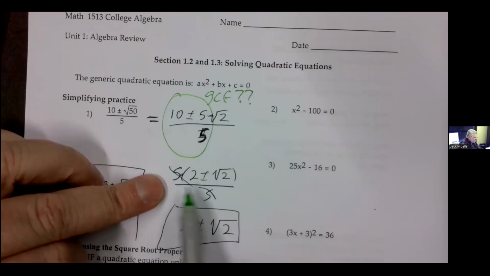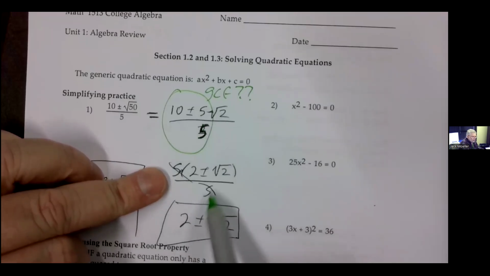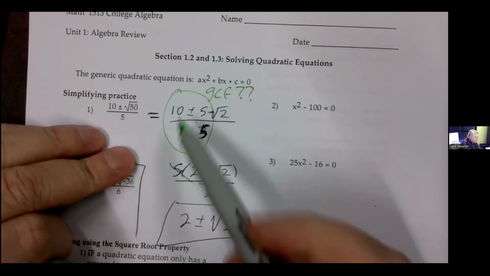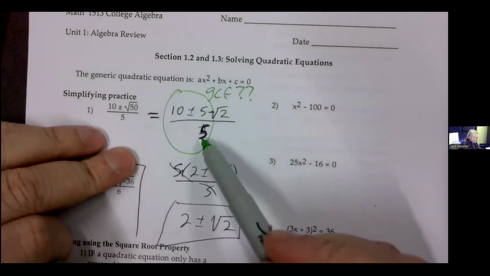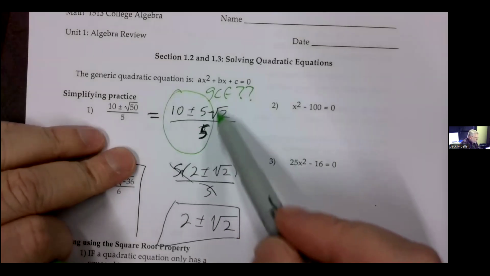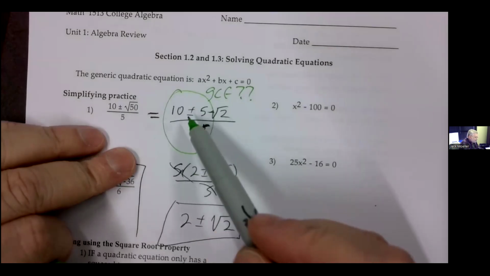This is why we can do it, but a lot of times I think students don't want to write, factor out the GCF. Just look for the GCF up here. They're all divisible by 5, so divide them all by 5. Again, don't do anything inside the radical, just outside the radical.